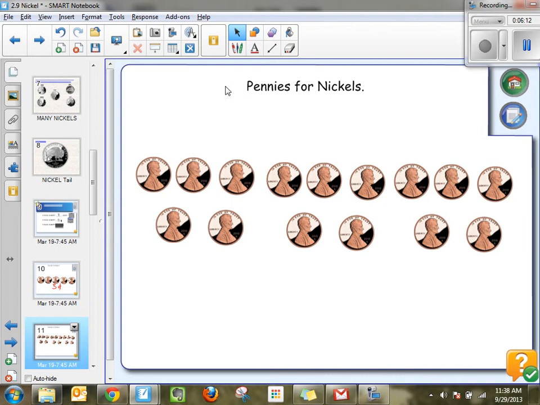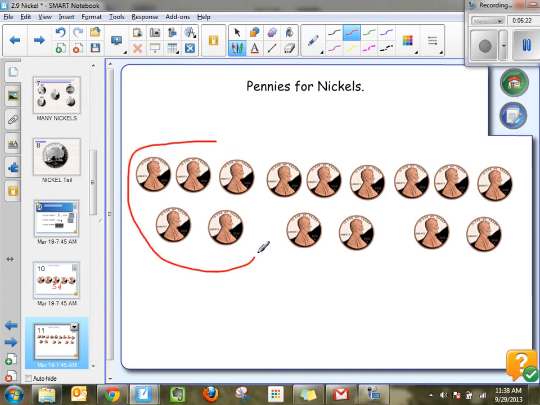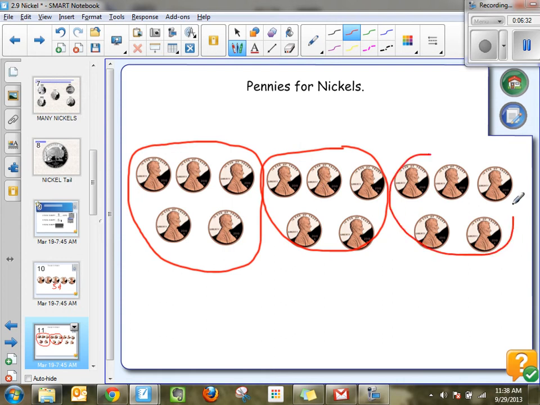So here's another example. If I was to try and trade some of these pennies for nickels, my job would be to put them into groups of 5, and I've kind of already done that. Here is one group of 5. 1, 2, 3, 4, 5. Here is another group of 5. 1, 2, 3, 4, 5, and here's another group of 5. 1, 2, 3, 4, 5. So all of these I can trade for 1 nickel.